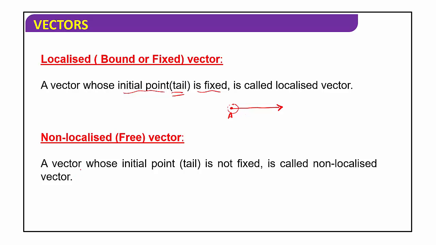Then non-localized vector or free vector. It is completely free. A vector whose initial point or tail is not fixed. If its tail is not fixed, if it does not have a particular initial point, then we can call it a non-localized vector. A localized vector has a fixed tail. A non-localized vector does not have a fixed tail.